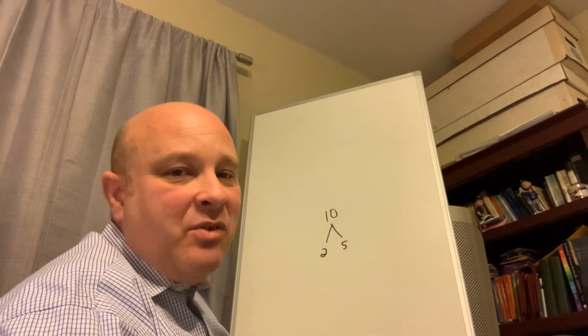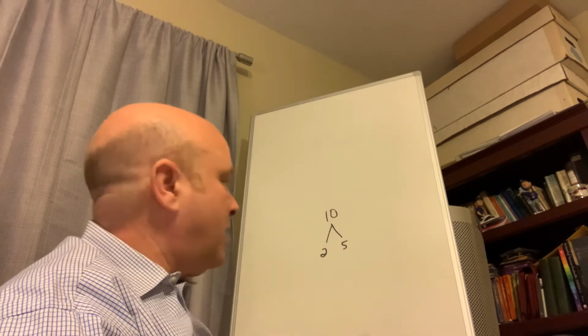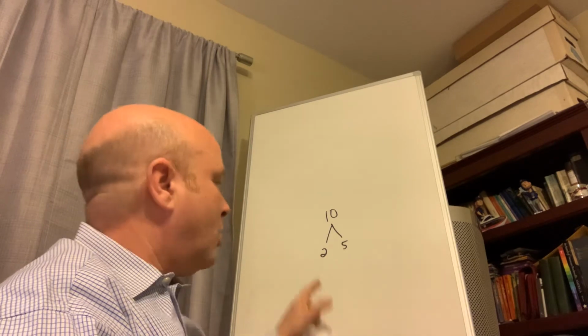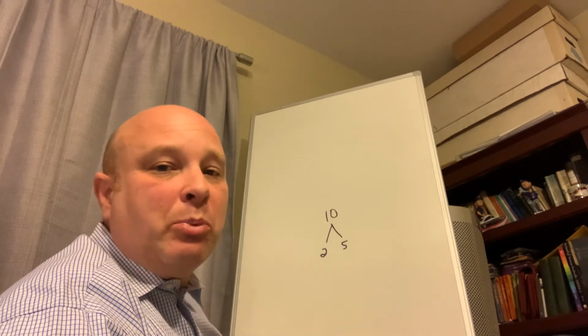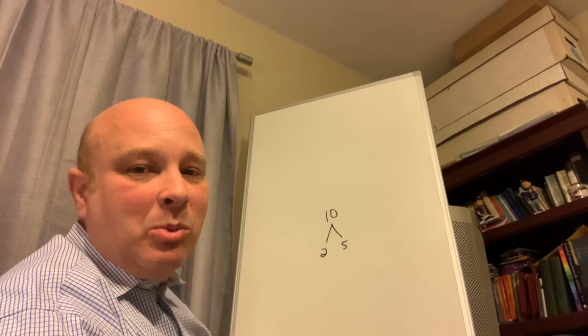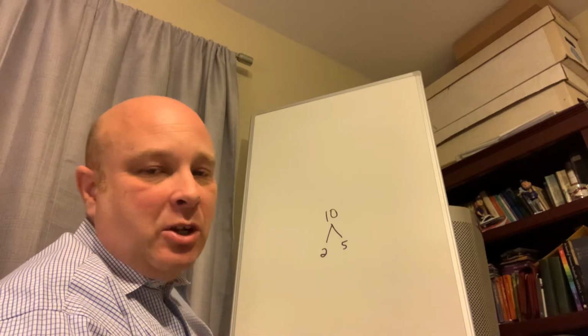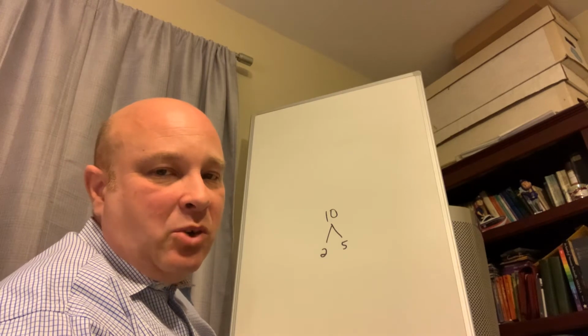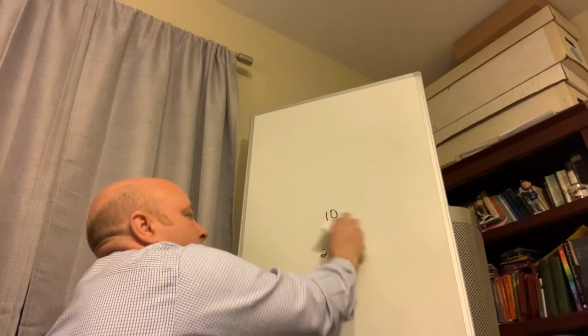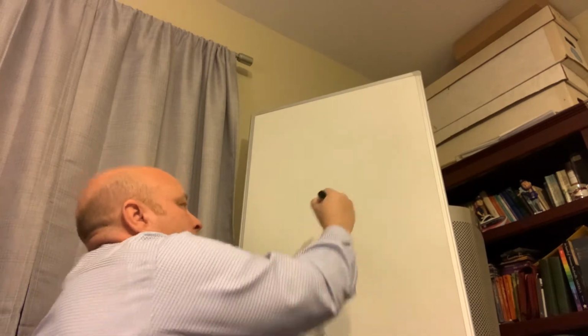Well, 5 is a prime number as well. You can't get anything out of that besides 5 times 1. 2 times 1, so both of those are prime factors. So this is the process called prime factorization. Let's take a number that requires a little bit more factorization. Let's take a number like 100.